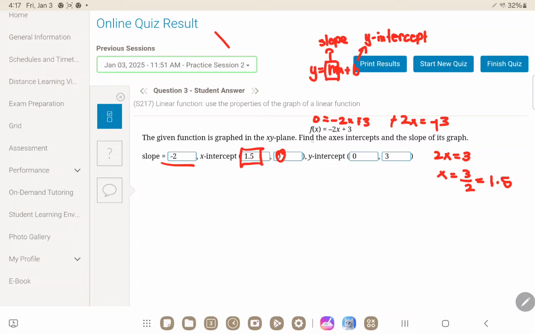The y-intercept is the opposite. The y-intercept is what is y when x is 0. So what you do here is you replace the x by 0. So negative 2 times 0 plus 3 equals f of x. Negative 2 times 0 is 0, plus 3. So the answer is 3. So when x is 0, y is 3. Let's move on.